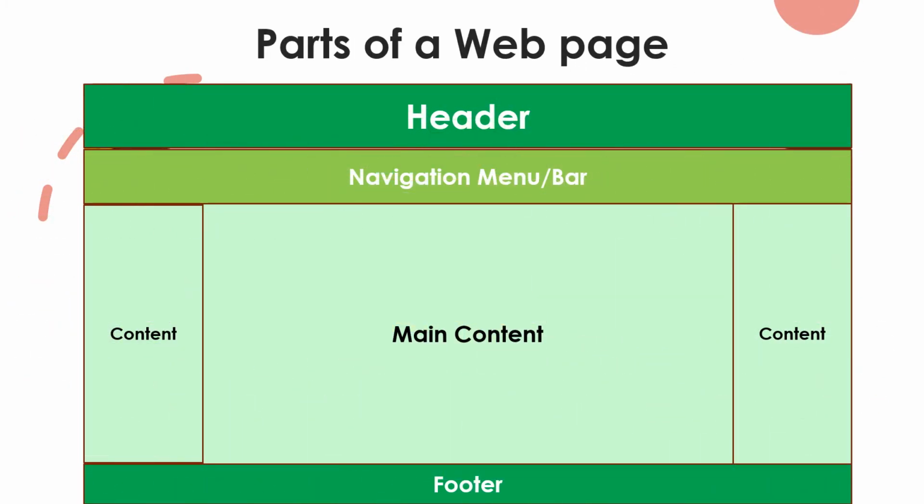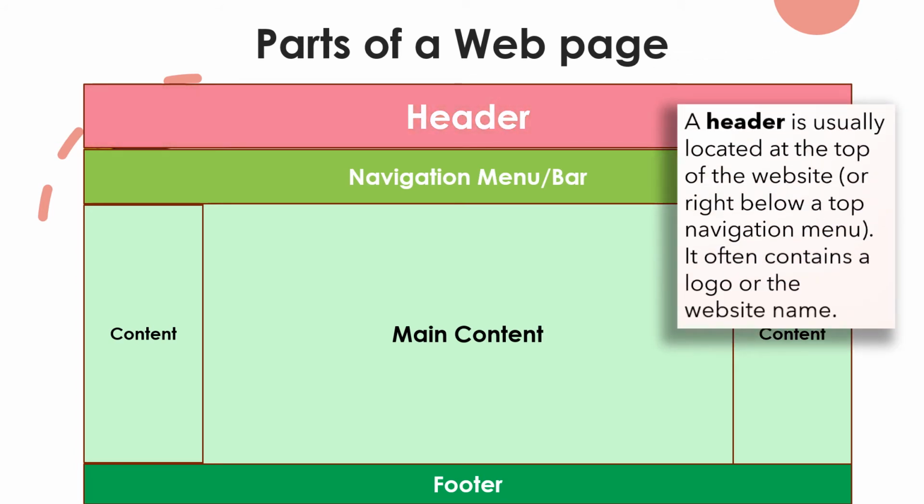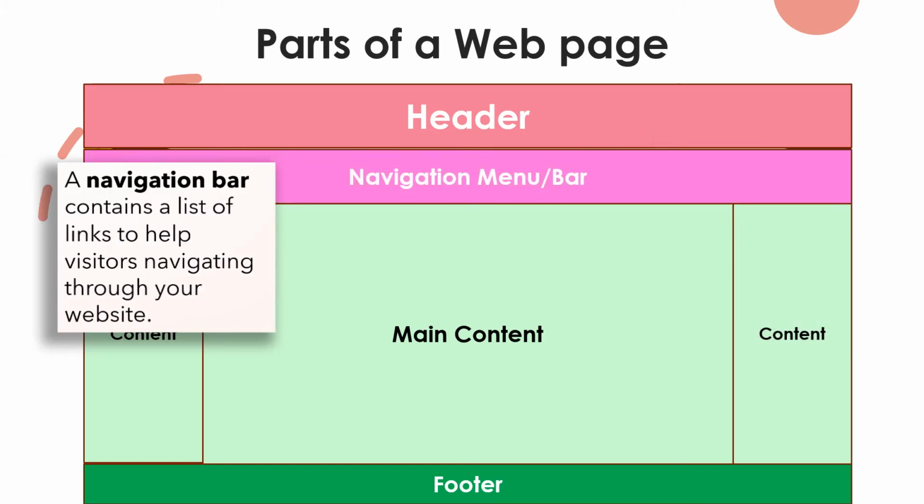To plan the layout, it is important for you to know the different parts of a web page. A web page contains a header, which is usually located at the top of the website or right below a top navigation menu. It often contains a logo or the website name. A navigation bar, which contains a list of links to help visitors navigate through your website.